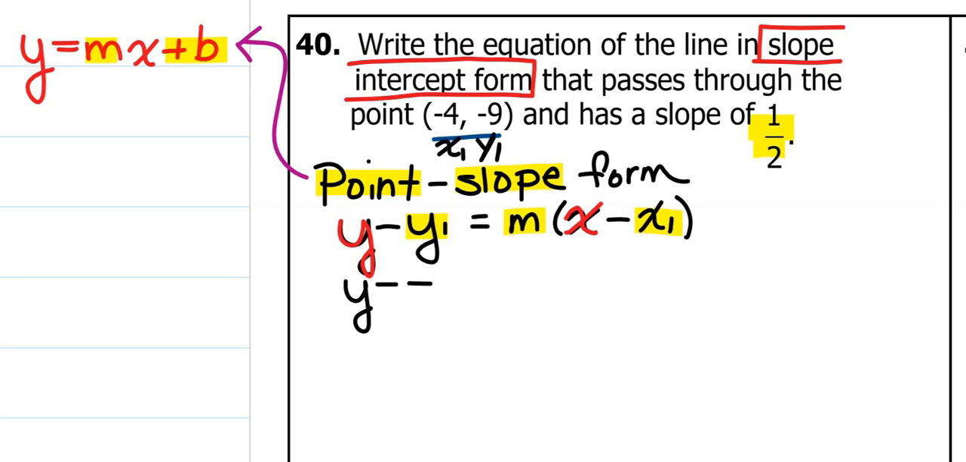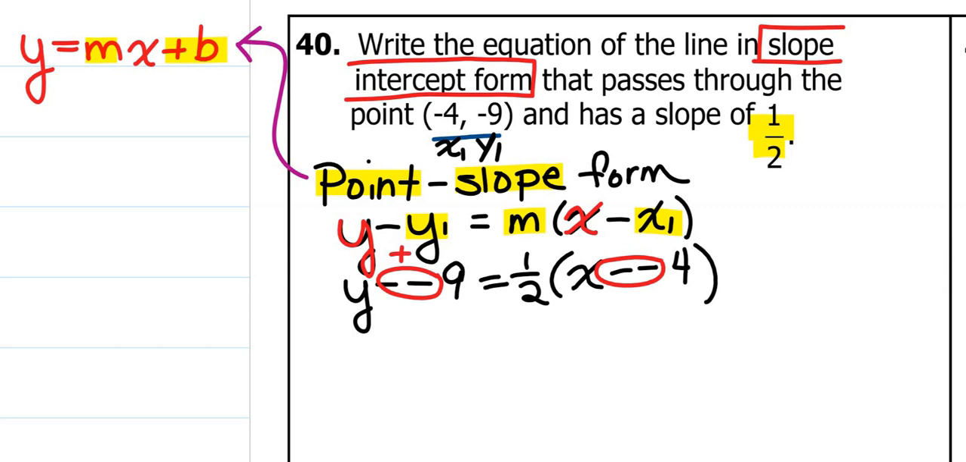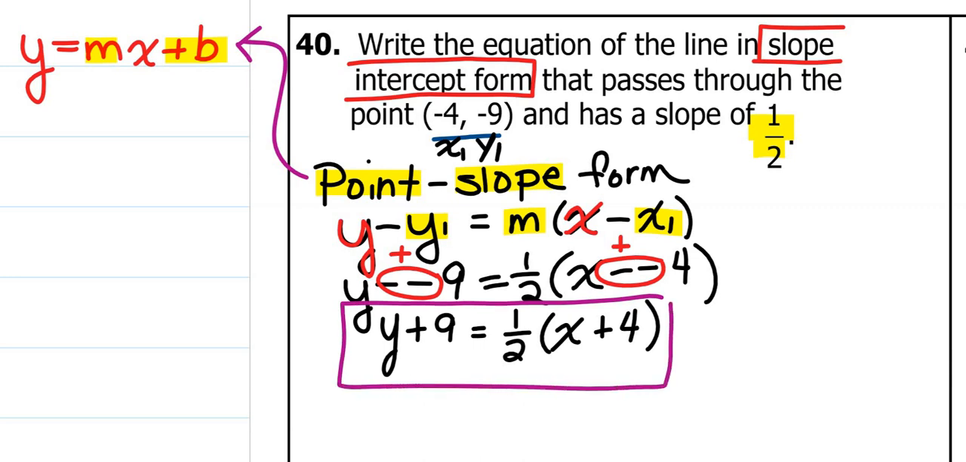So y minus -9. Okay, remember, we're always careful with those formulas that involve a negative. So we're doing y minus the y value of -9 equals our slope of 1/2, parentheses, x minus your x1 value of -4. All right, so we have two places we have a double negative. Those are going to become positive. So it's y + 9 = 1/2 times (x + 4). All right, now this would be the final answer if they asked you for the line in point slope form.